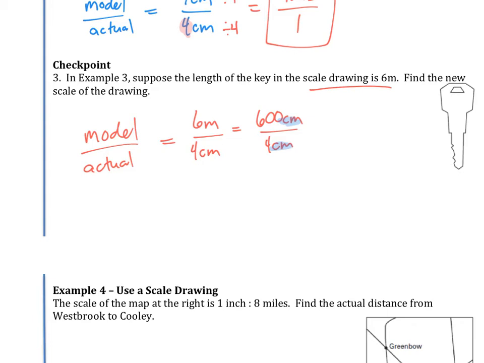So 600 centimeters over 4 centimeters. And now what we want to do is change the bottom into a 1. So again, we would divide by 4. We would have a 1 on the bottom, and 600 divided by 4 is 150. So now the scale is 150 to 1.